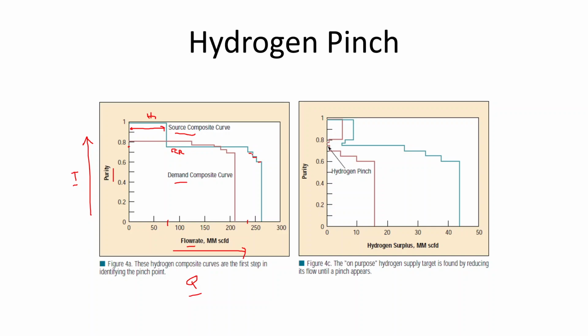So you have 1, 2, 3, 4, 5 sources of hydrogen streams, and the same way goes with the demand composite curves, which come from the demand streams.